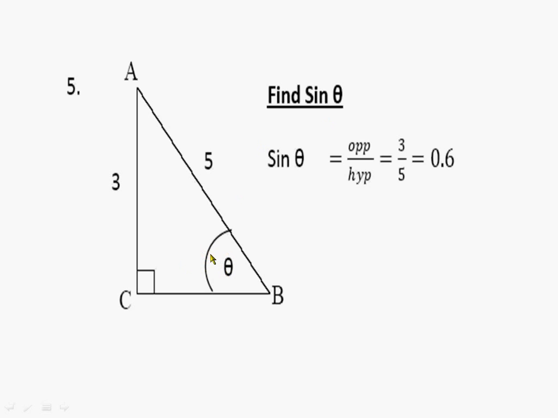Now, in order to find sin theta, which is the angle, we notice that we have opposite and we have hypotenuse, which is opposite angle C, which is a right angle. Sin theta is opposite over hypotenuse. Opposite is 3, hypotenuse is 5. So sin theta will be opposite over hypotenuse, which is 3 over 5. When you work that out, that equals 0.6.